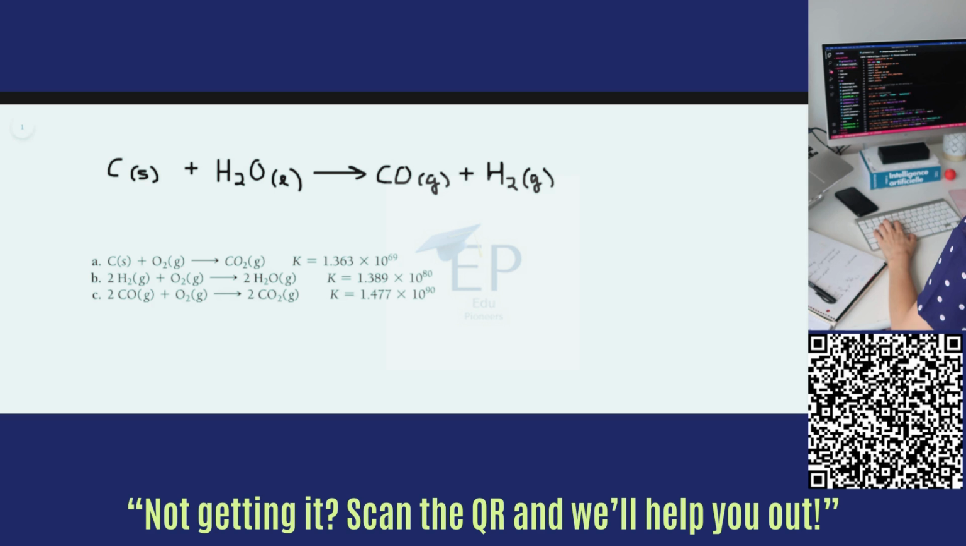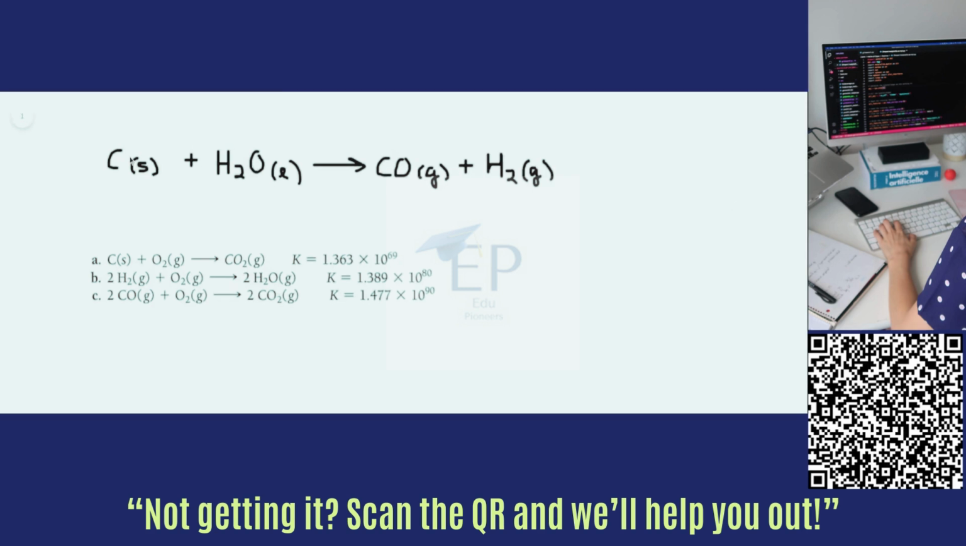This question says the reaction shown here can be combined to sum the overall reaction, where carbon combines with water to form carbon monoxide and hydrogen gas, by reversing and/or dividing all of the coefficients by a number. Then it wants you to basically figure out what K is for the overall reaction.